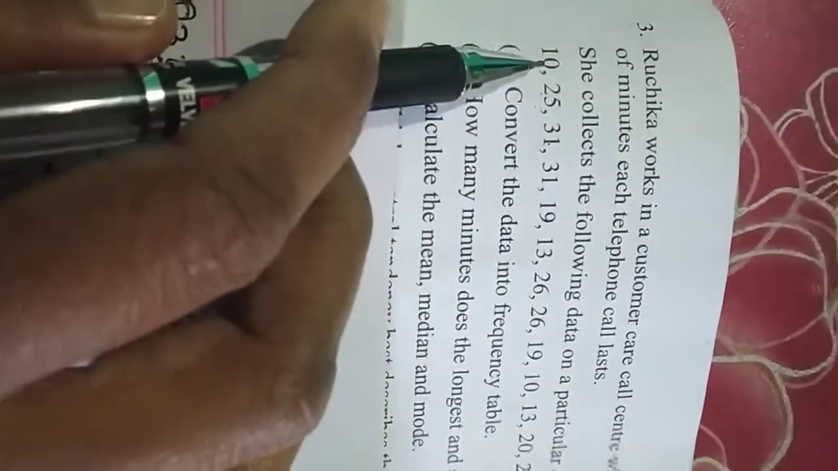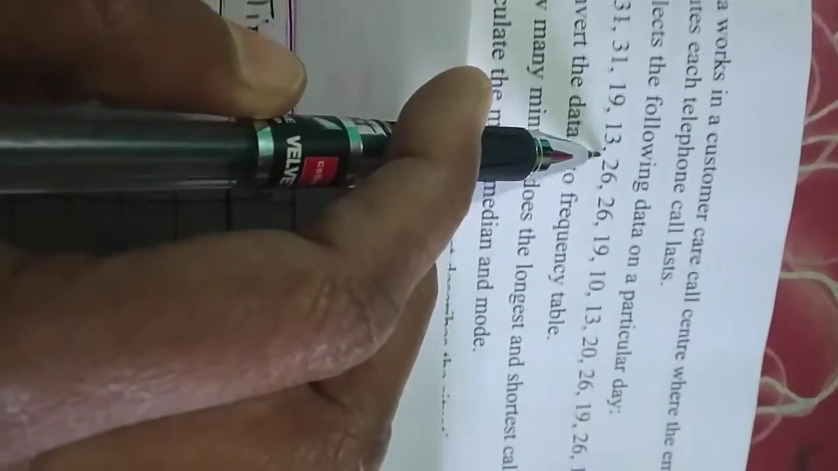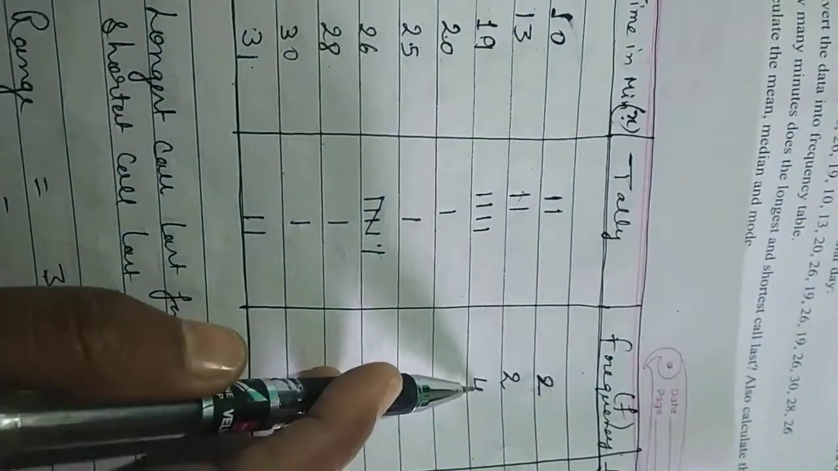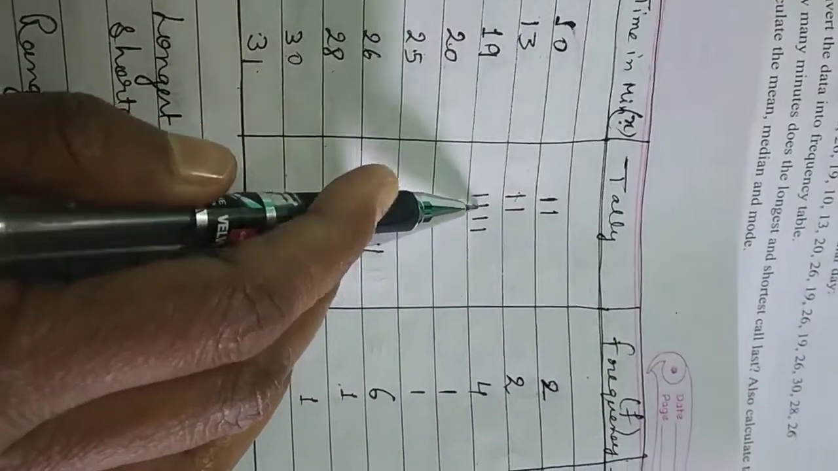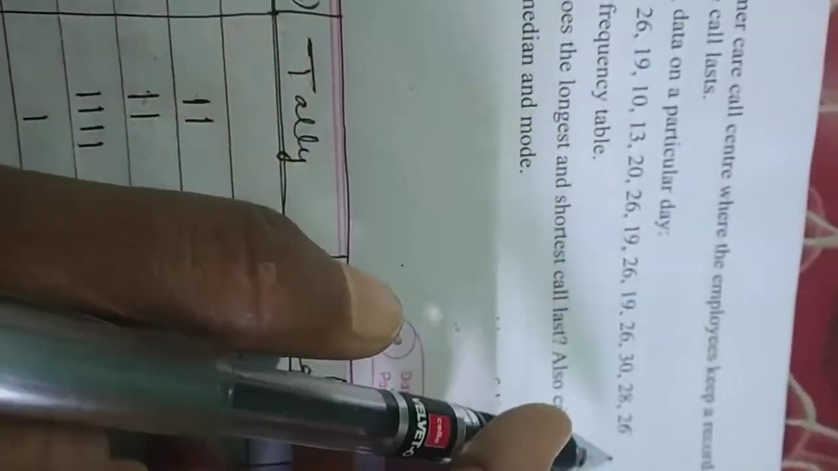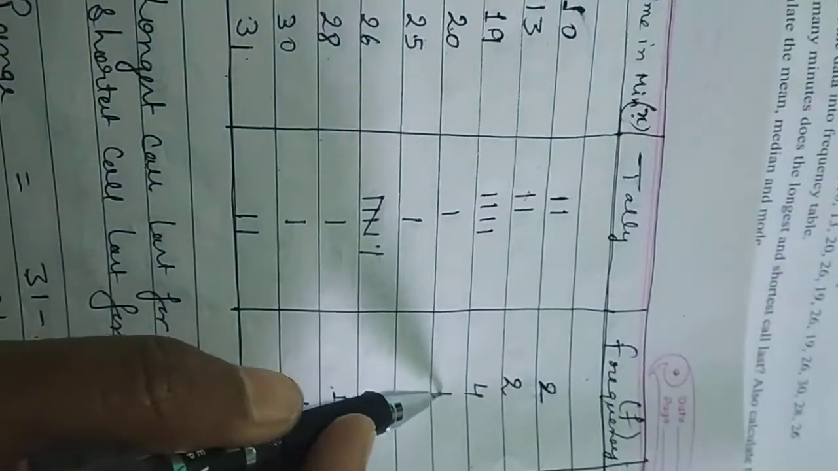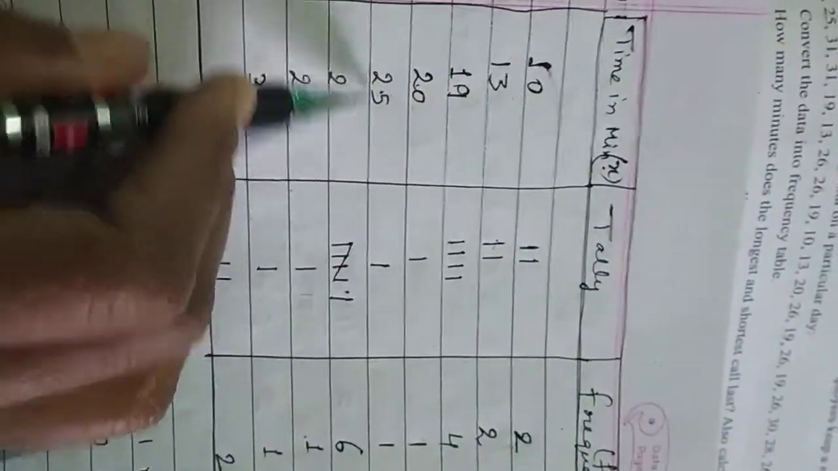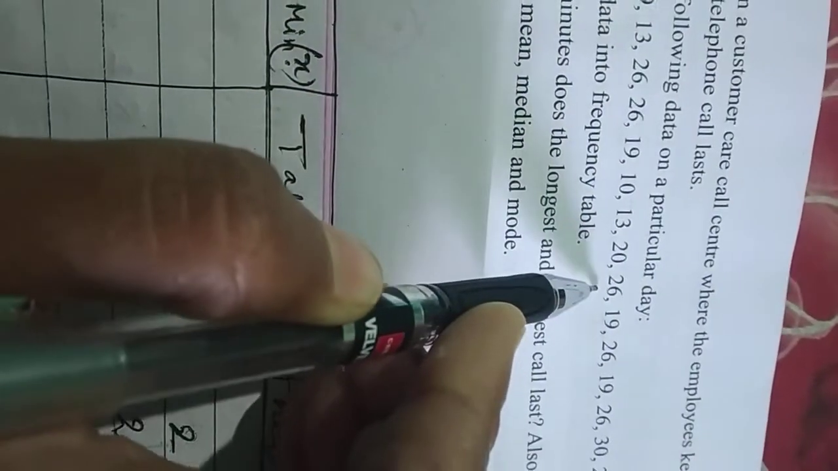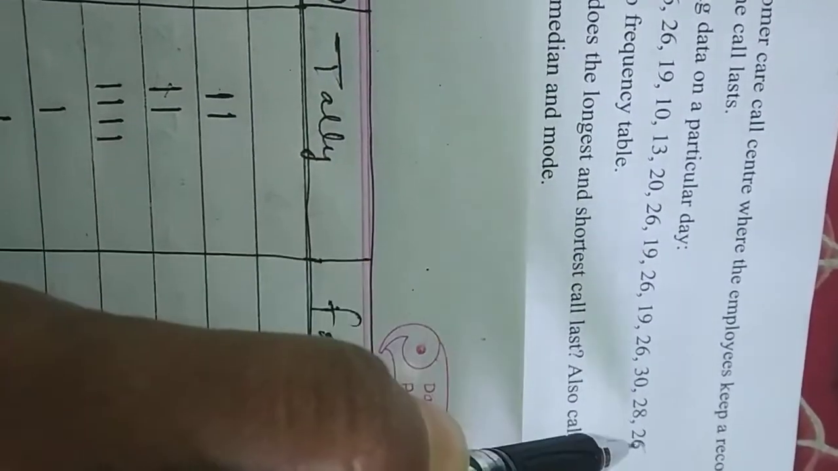19 minutes. You observe, just see 1, 2, 3, 4. 19 minutes is 4 times. So we will write in the place of frequency 4, and for tally marks 1, 2, 3, 4. Okay, 20. 20 is only 1 time here. Okay, so 20 only 1 time. So frequency also 1, here only 1 line. 25 also 1 time. Similarly 26, you can see 26 1 time, 2 time, 3, 4, 5 and 6.